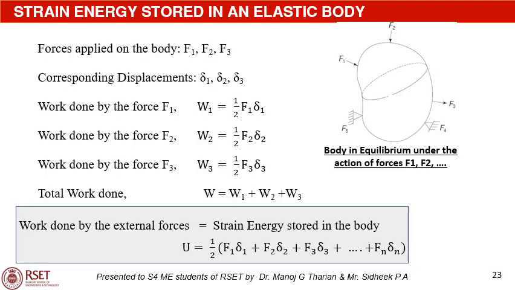Consider a body which is supported at 2 points, acted upon by forces F1, F2 and F3. The corresponding displacements at points 1, 2 and 3 be delta 1, delta 2 and delta 3 respectively. During the displacement delta 1 at point 1, the force increases from 0 to F1. So, the work done by the force F1, W1, is equal to half F1 into delta 1.